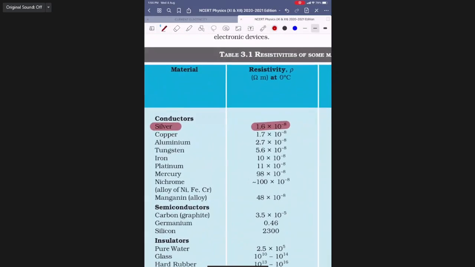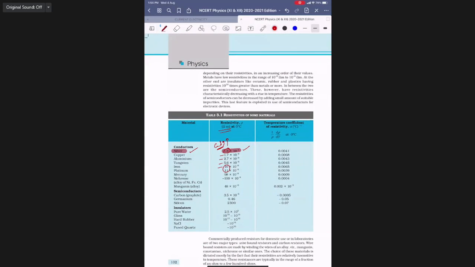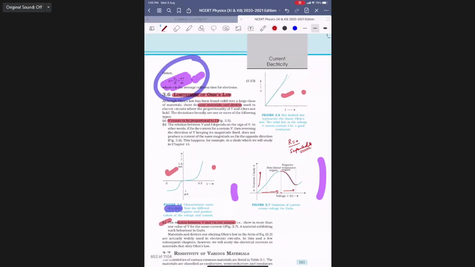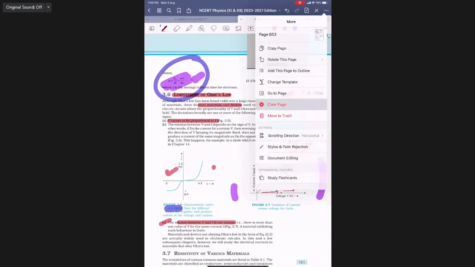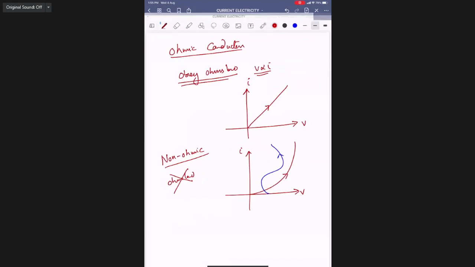Take silver. Least resistivity, silver. Next is copper. Next aluminum, tungsten, iron. These are very huge values. Resistivity, resistance. This is the smallest one, which means conductivity is very large for silver. Electrical conductivity. Got it? Done, everybody? Understood?